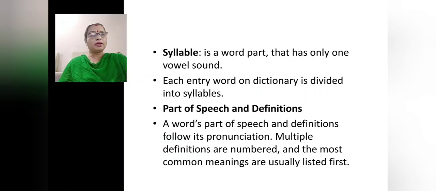Sometimes you find multiple definitions given, and they will be numbered 1, 2, 3, 4. That means there are 4 definitions of that particular word. And the common meanings are usually listed first. So the common meaning is given first.